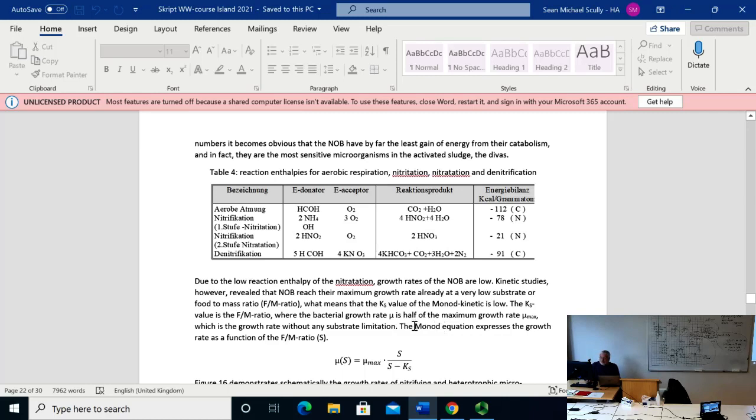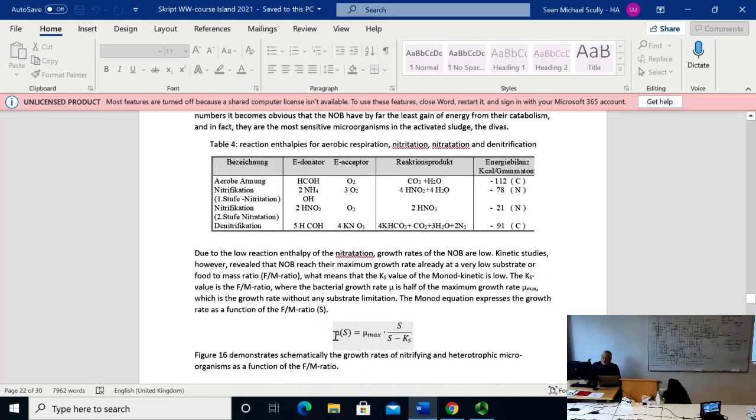which is a growth rate without any substrate or any other limitation. So non-inhibited. The Monod equation expresses the growth rate as a function of the S/M ratio, and in German we do that with the S for substrate, but I think that's international anyway. So mu from the substrate concentration is mu max times S divided by S minus Ks. No, that's wrong, that's plus.